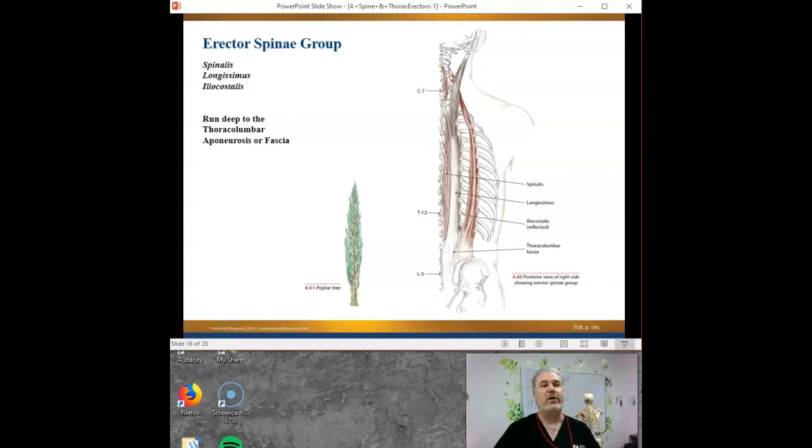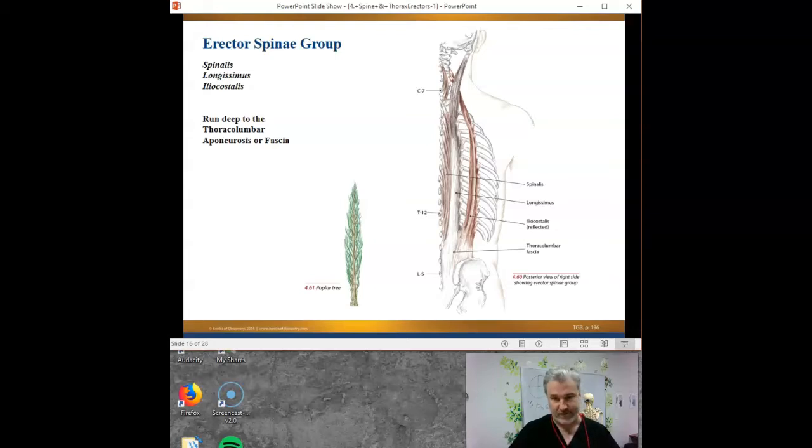We're going to be talking about the erector spinae group. We've ripped all this stuff away, and now we're looking at something that looks like a long tree climbing up the back. Your book says they look like a poplar tree. By the way, they're on both sides of the back. They're only showing you half the back. Let me explain something about this. This group is called the erector spinae group, and it's made up of three muscles: the spinalis, longissimus, and iliocostalis.